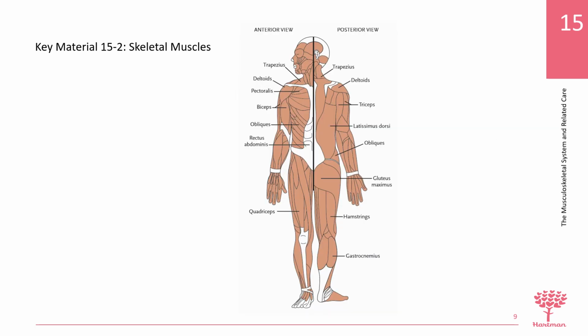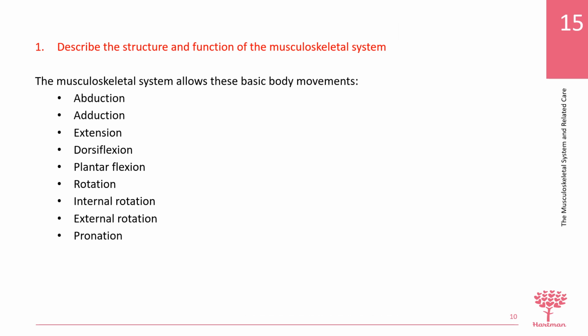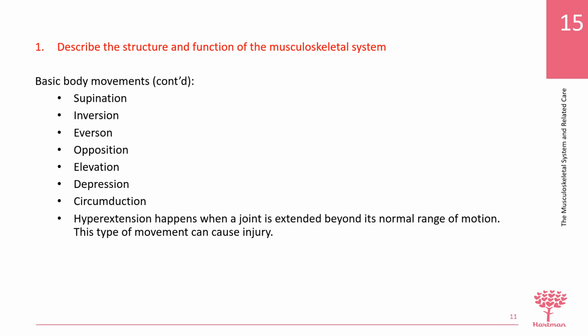All right, and so here is a picture of the skeletal muscles. And so the musculoskeletal system allows these basic body functions. They allow for abduction, adduction, extension, dorsiflexion, plantar flexion, rotation, internal and external rotation, and pronation. It also allows for supination, and you can follow right along in your book. You can see the different exercises that I am speaking of here.